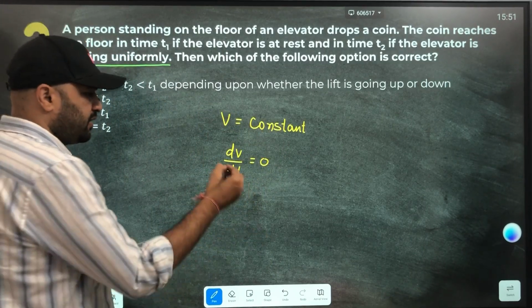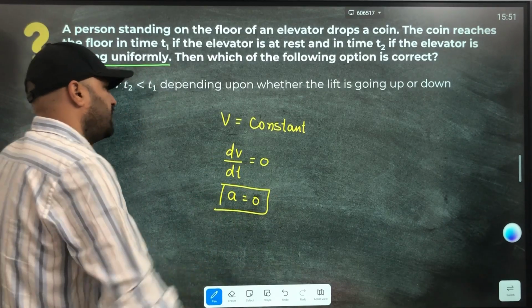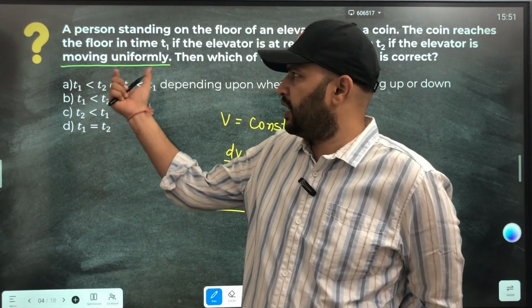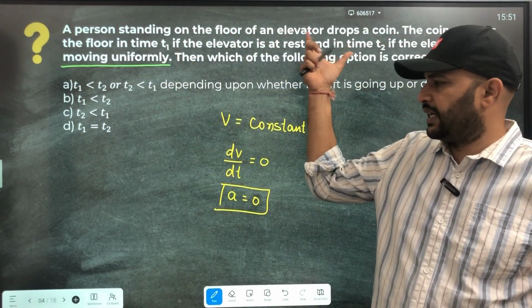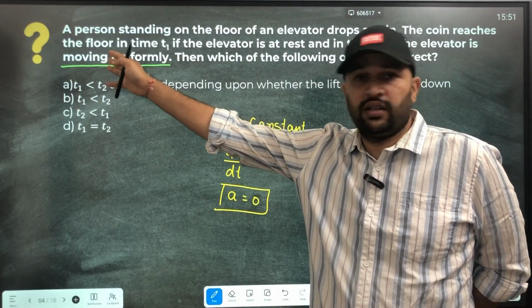So dv by dt is 0, which means the acceleration of this elevator is 0. You have to be very careful with this. This small word will change the whole scenario. Clear? Sir, what if there was no such word in this particular problem?